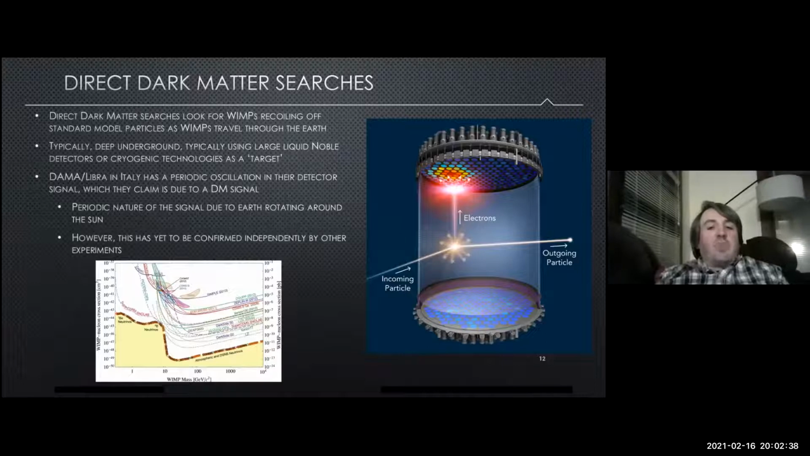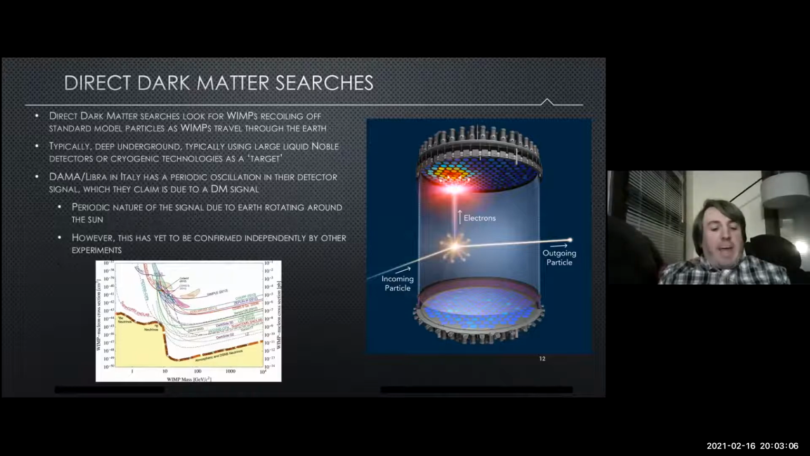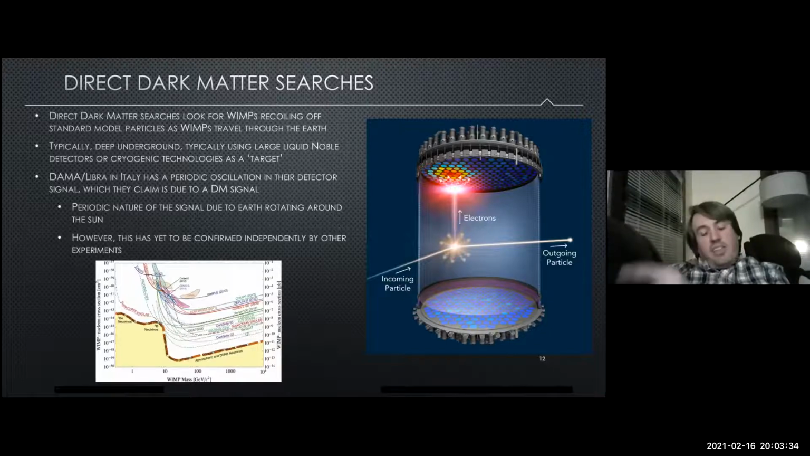Direct dark matter searches. This is when you have dark matter coming in. As I talked about earlier, you have dark matter possibly passing through us right now as we speak. These would be WIMPs recoiling off of standard model particles as they travel through the Earth. How would you actually look for that? You put particle detectors deep underground, and essentially you get a big vat of stuff, a huge mass target, and you fill it with a liquid noble element, something like argon or xenon. You cool it to really low temperatures and use that as your target. Then you look for any possible particles bouncing off of the argon or xenon, what have you.